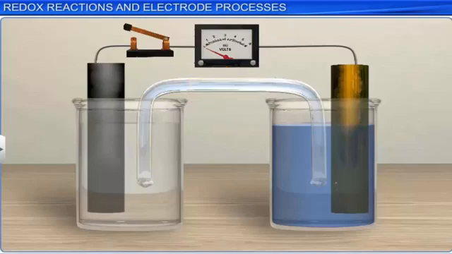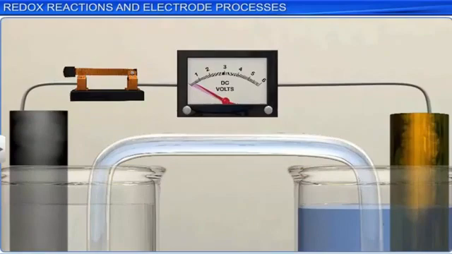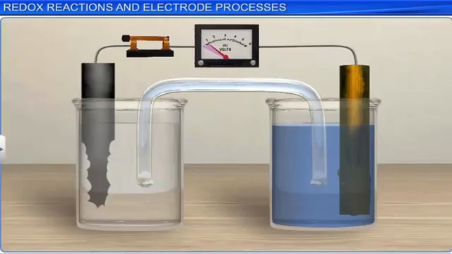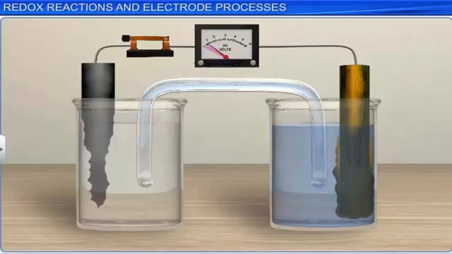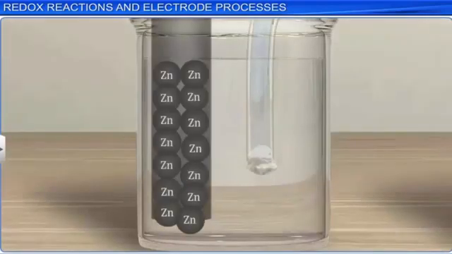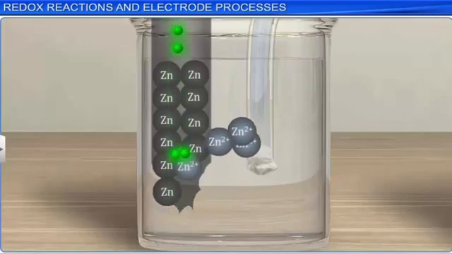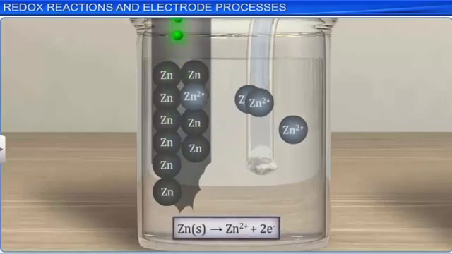As soon as the switch is in the on position, current flows and the reading in the voltmeter changes, indicating that current is passing through it. The current is caused due to the chemical reaction taking place between the two beakers. Since zinc is a more active metal than copper, it loses electrons and gets oxidized. The equation for this reaction can be expressed as zinc atom loses 2 electrons to form zinc ions.